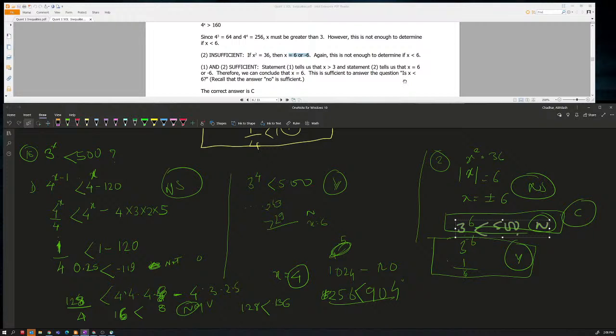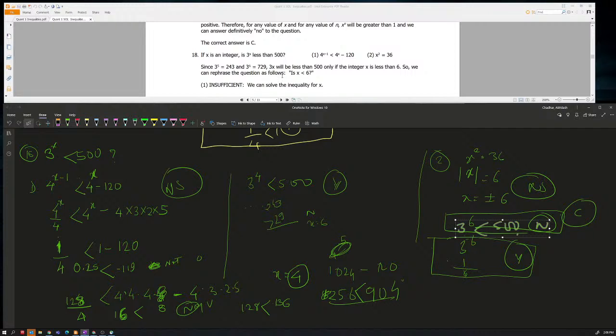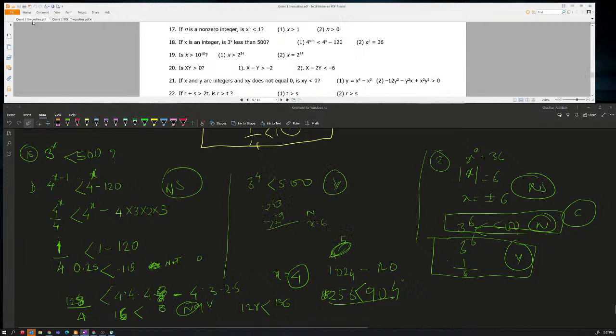Is x less than 6? Recall the answer is no. Okay, one more thing. I think they have simplified the question also. We didn't actually, I skipped it. So we can replace the question as is x less than 6. We can rephrase the question. It will make it far easier, not solving this whole thing again and again. Right? So yeah, good tactics. Actually, we did that. If you see here, x is equal to 6, we actually did it, but the only thing we didn't do was use it.